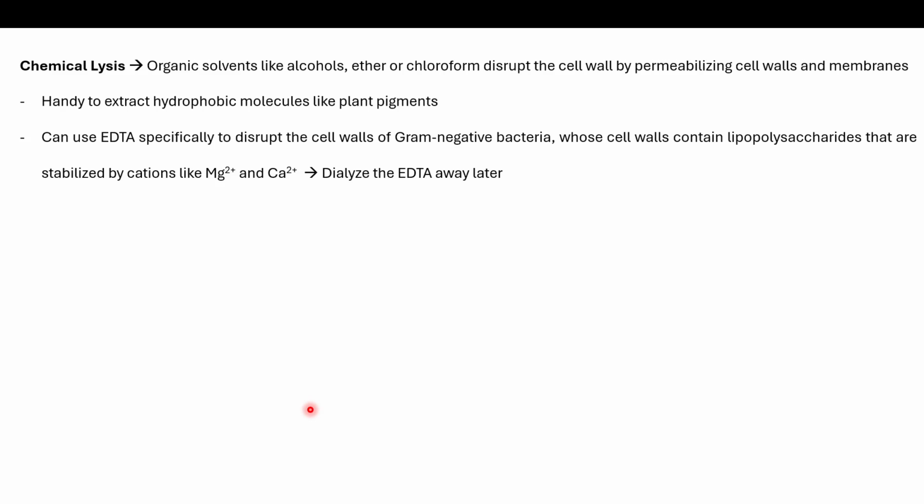Now, chemical lysis: organic solvents like alcohols, ether, or chloroform can be used to disrupt the cell wall, by permeabilizing the cell walls and membranes. Chloroform, we looked at in DNA isolation, RNA isolation, nucleic acid extraction, right? And this is handy to extract hydrophobic molecules like plant pigments.